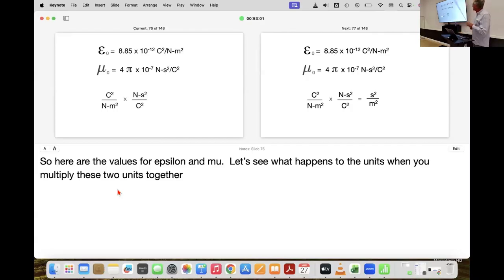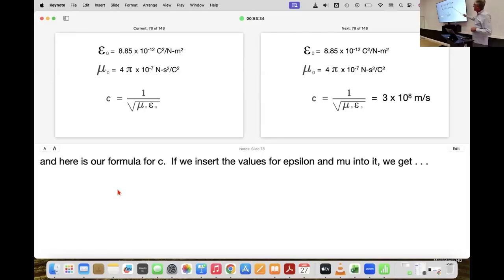But if we look at it this way, it's going to be these units times these units. Well, look, here we get to cancel out Coulomb squared. We get to cancel out the newtons. And we're left with seconds squared over meters squared. Now, what if we took the square root of that? It would be seconds over meters. And what if we took the reciprocal of that? It would be meters over seconds. Well, that's velocity, meters over seconds.